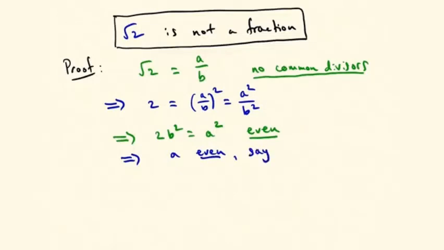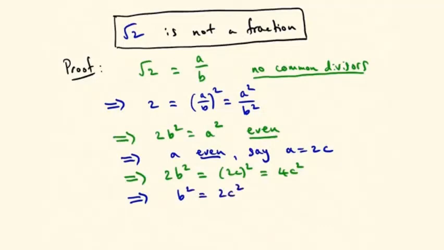So if it's even, it means it's 2 times something. Say a is equal to 2 times c for some counting number c. So if we go back to the previous line, we've got 2b squared is equal to a squared. But a is 2c, so that's 2c all squared, which is 4c squared. Okay, so now we divide both sides by 2, and we conclude that b squared is 2c squared. So b squared is 2 times something, which is even. And as before, if the square of a counting number is even, the number must be even, so therefore b is even.